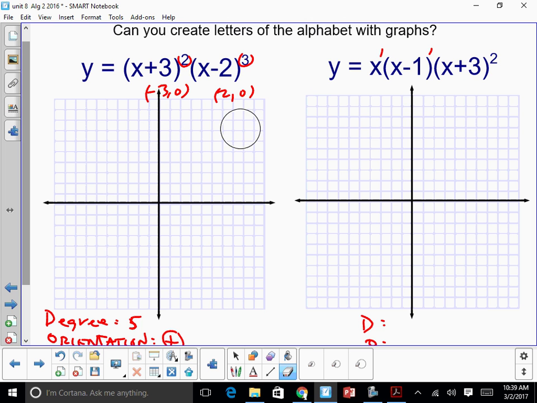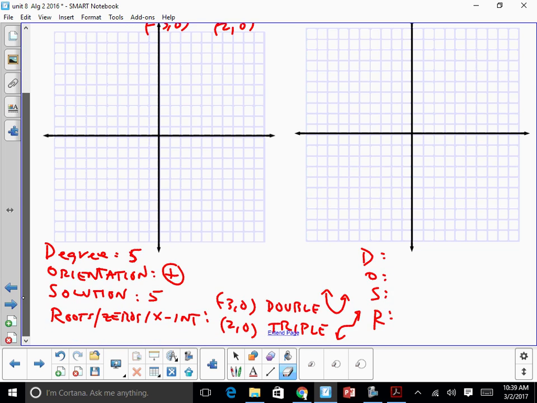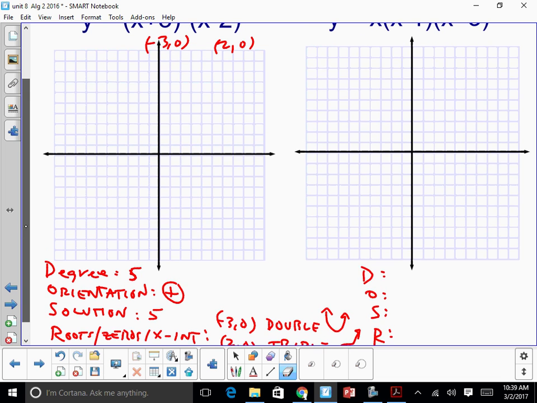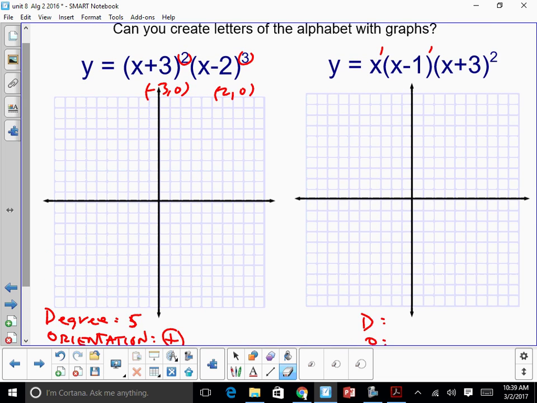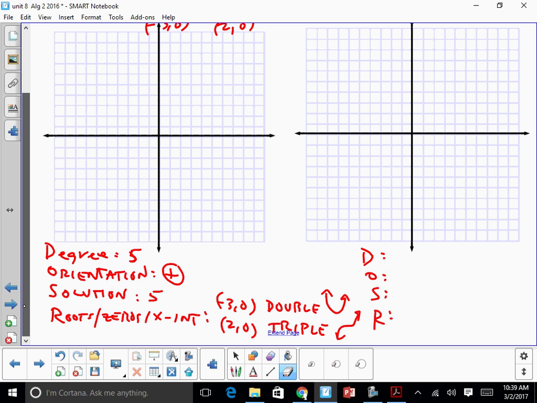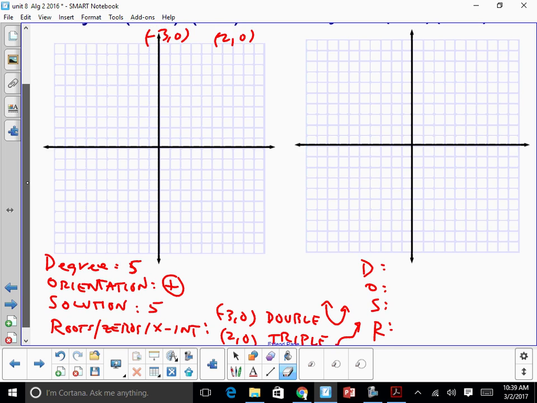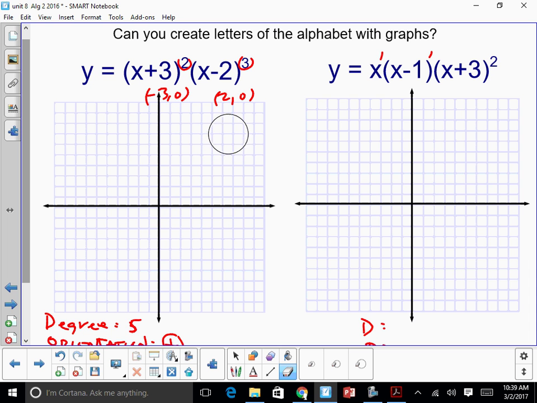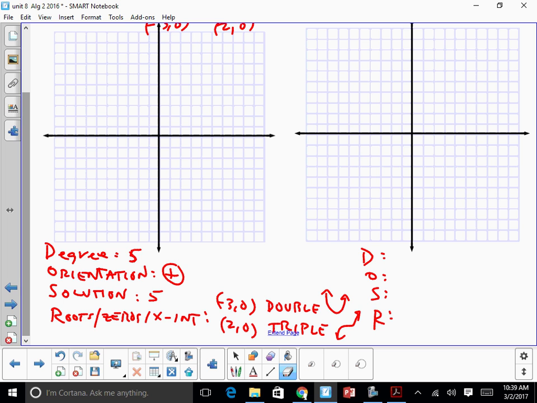Are those roots a single, a double, or a triple? You just check the exponent. The root 3 is going to be a double, and a double just means that it's going to look like the letter U, as in a parabola. When you look at the root 2, it's going to be a triple. How can you tell? Just check the exponent. And what does that mean? When you look at the picture, it's going to look like an S, or it's going to bend when it goes through.